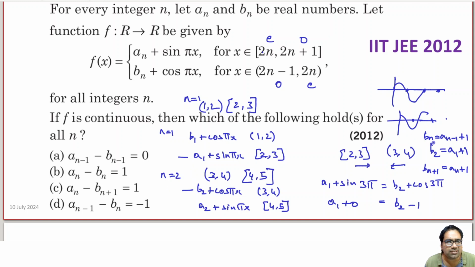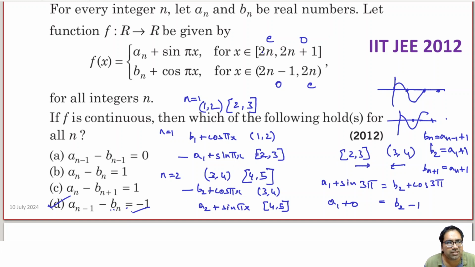Right. What exactly is this? That means bn equals an minus 1 plus 1. That is this one. This is bn equals an minus 1 plus 1. So, okay, D is definitely right. What we have done is we checked at 3.